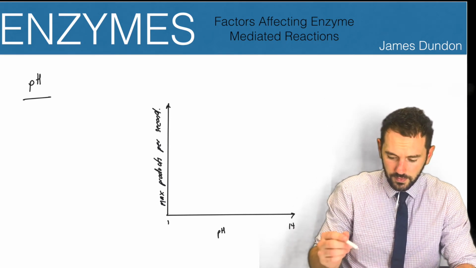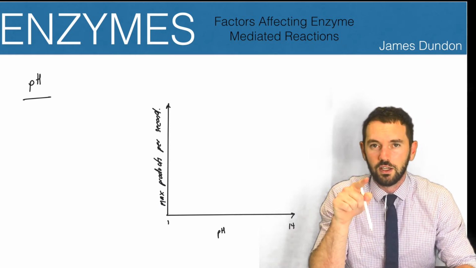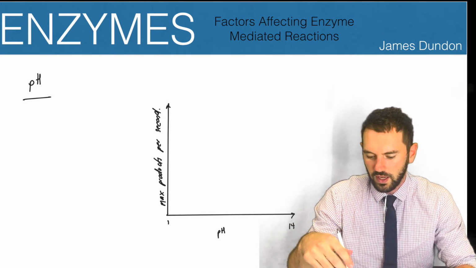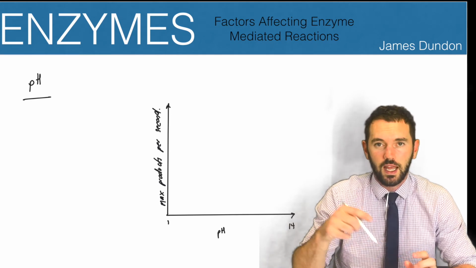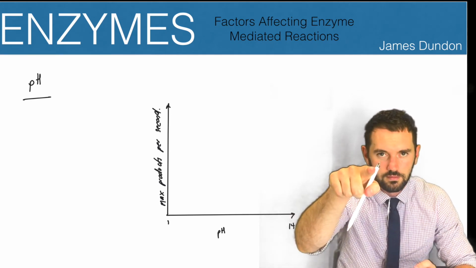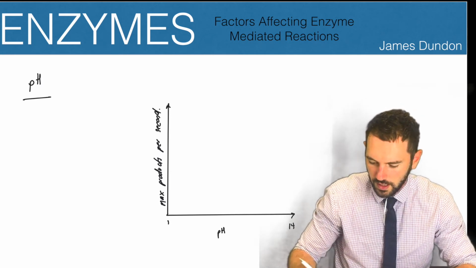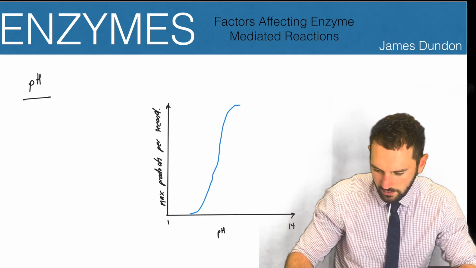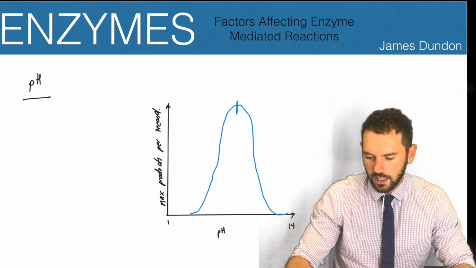So therefore, here's your chance. Pause the video, draw a graph of how you think the max products per second might vary depending on a varied pH. And pause. Okay, here's mine. So I'm going to grab one particular enzyme, and I'm going to say it's going to have an optimal pH, and it's going to be right here.